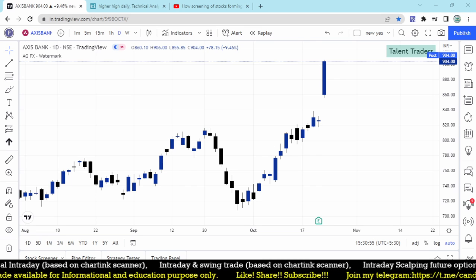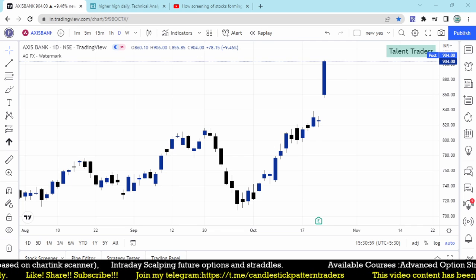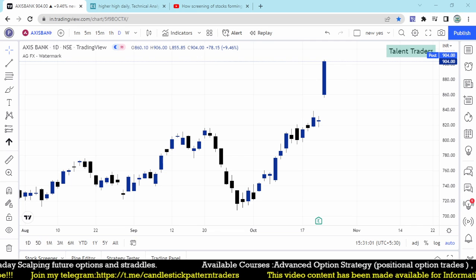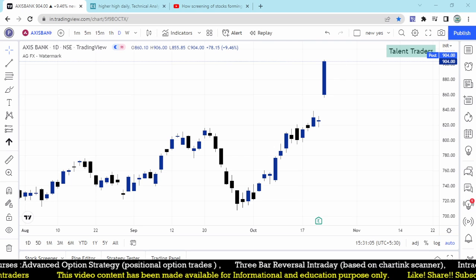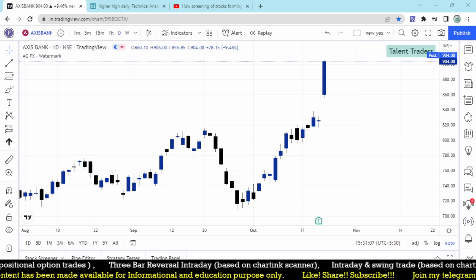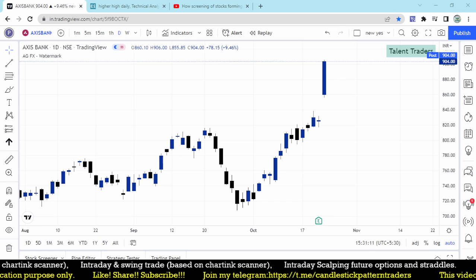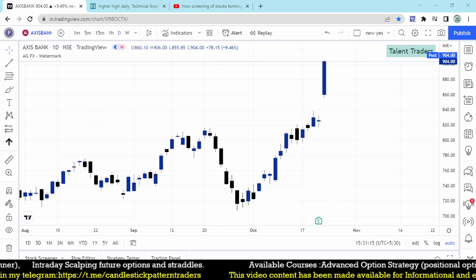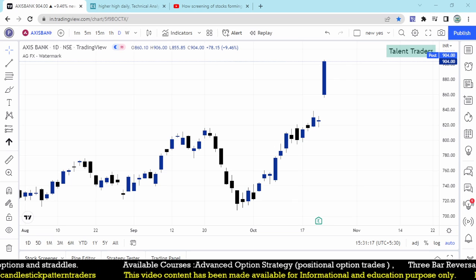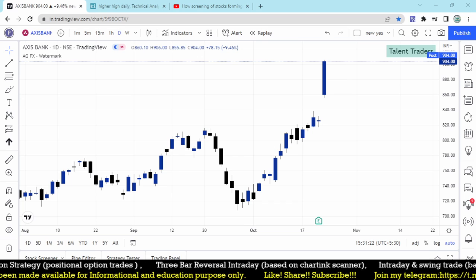And in this video, I'm going to discuss the higher high candlestick pattern that was working on a daily time frame. We are going to learn something about the higher high candlestick pattern that was giving such great results on an intraday as well as positional basis. In intraday, it's about a higher high formation which is happening today in GSPL.